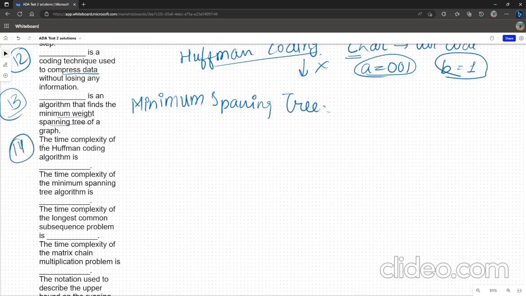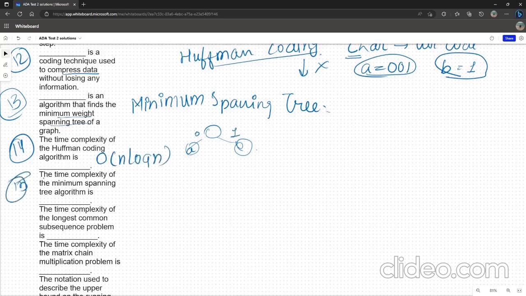The 14th is, the time complexity of Huffman coding algorithm is. In Huffman coding, we have to create a tree and then assign each character a code. So the time complexity is n log n.